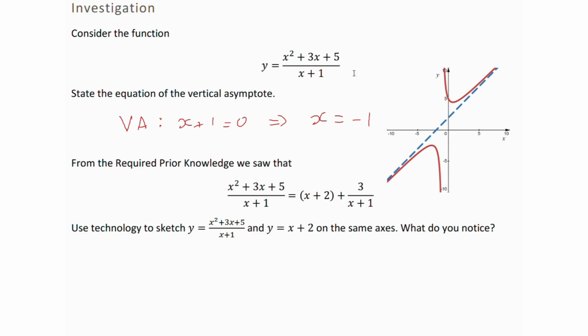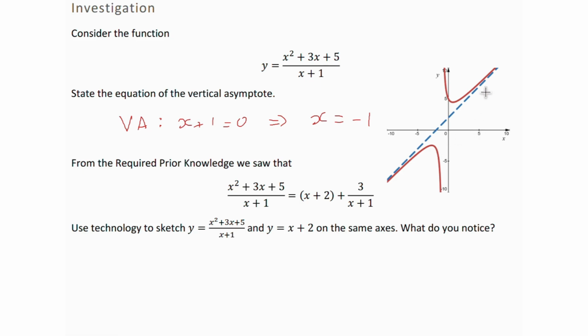Well, the graph of the red function here, that's our function, and then this blue dashed line is the line y equals x plus 2. What do you notice about the function and that blue line? Well, hopefully you've noticed that the function is getting closer and closer to that blue line, but that means that blue line is an asymptote. It is a line that the function approaches as x goes off to infinity. As x gets bigger and bigger, or more and more negative, the function is getting closer and closer to that blue line. It never quite reaches it, but it gets closer and closer to it.